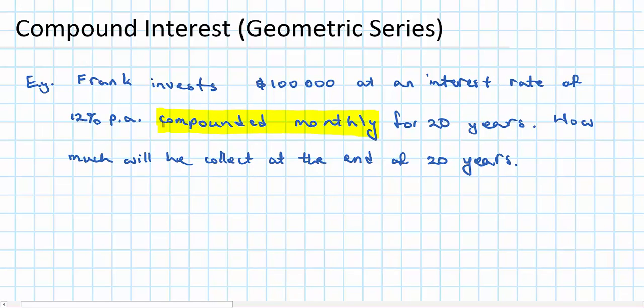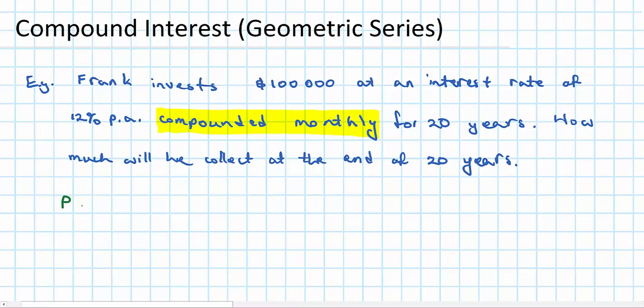Since it's monthly, I need to convert everything into months. If it said compounded annually, everything needs to be in years as it is in the question. If it said compounded quarterly, I'd need to divide everything by 4 to do the calculations for every quarter. So that's really significant. Let's make a summary of what's given.